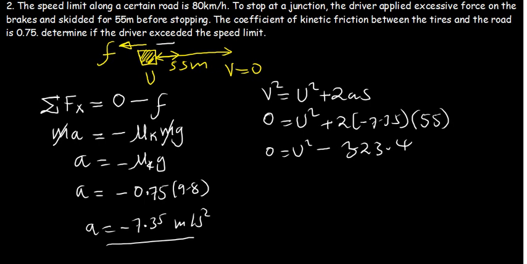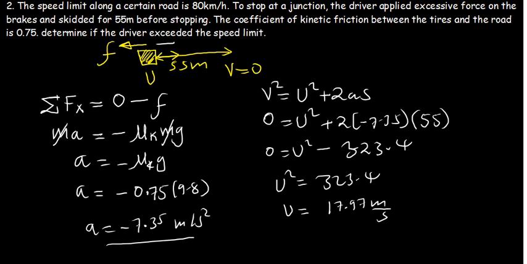We'll take now this term to the other side. That is going to give us u squared being equal to positive 323.4. Square root both sides. So u is going to give us about 17.97 meters per second.